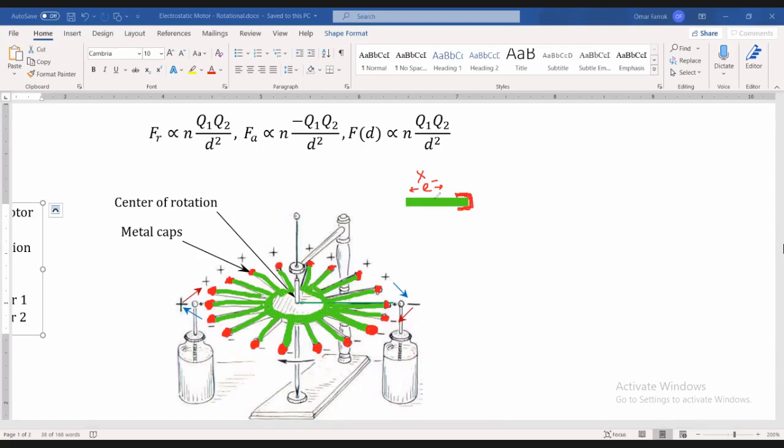The greenish part is the non-metallic part which doesn't allow the electrons to flow through it. Only the end caps allow electrons to flow through.